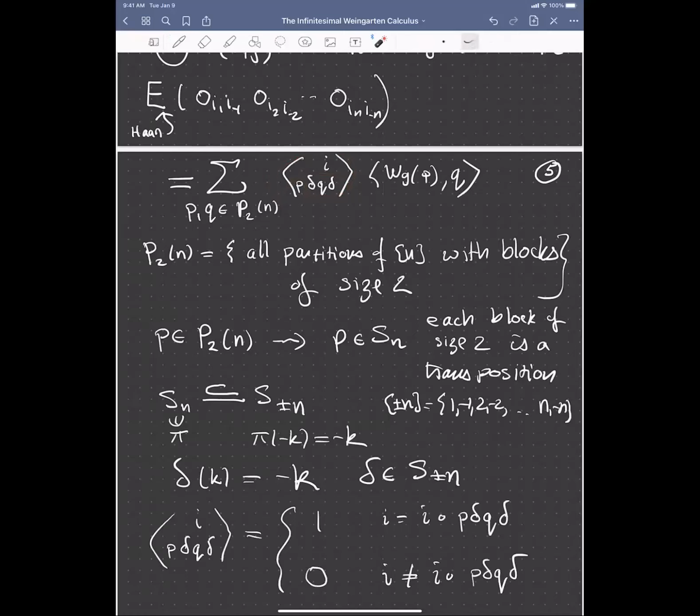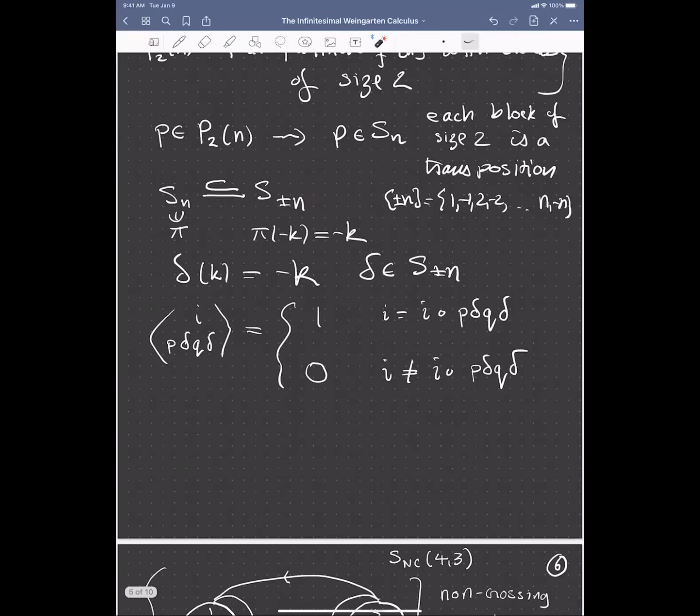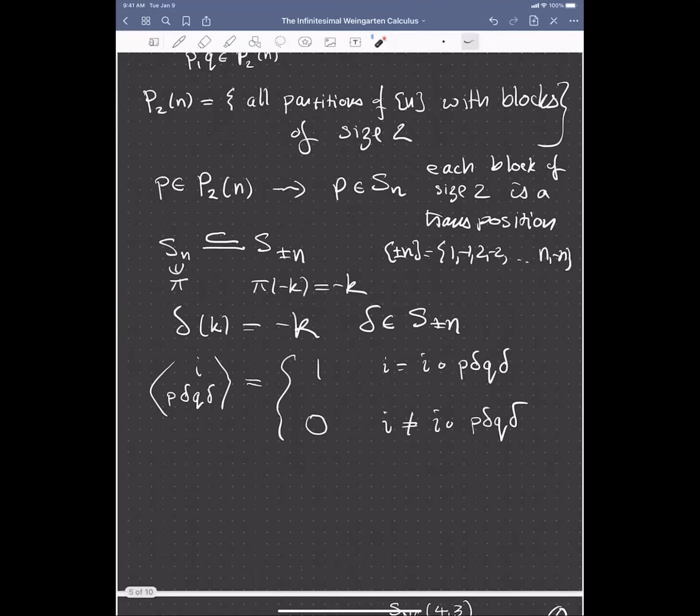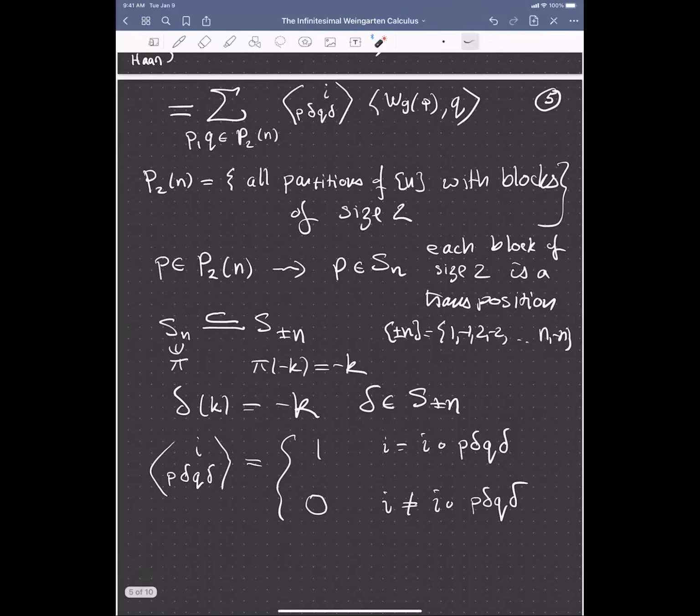So remember, this is a permutation of the domain of this function I. So we're asking that if you precompose I with this permutation, it doesn't change the value. Okay. And then the last piece is I have to tell you what this thing is. And of course, that's the subject of the whole talk. That's the Weingarten function. So let me just tell you what that is.